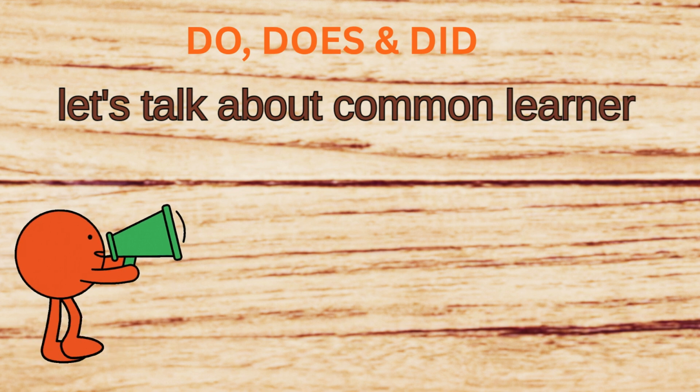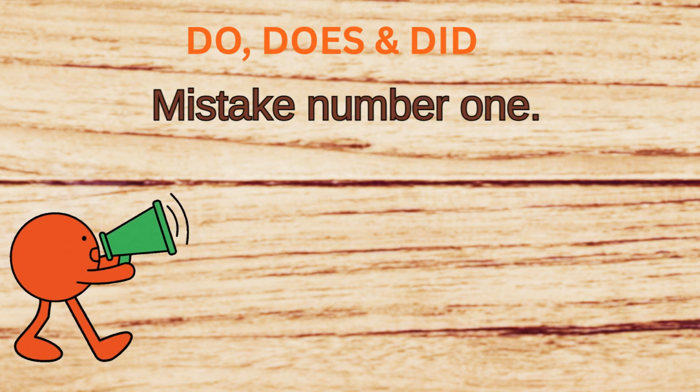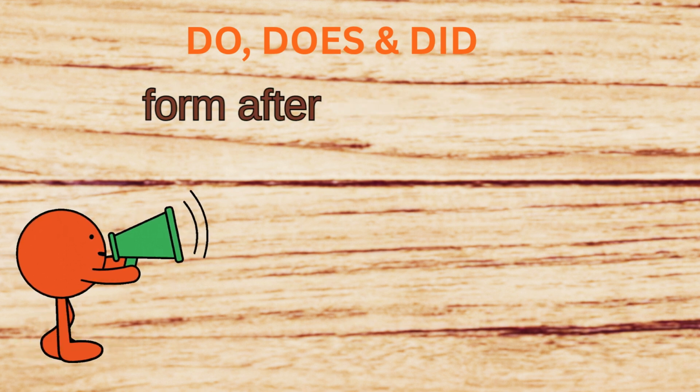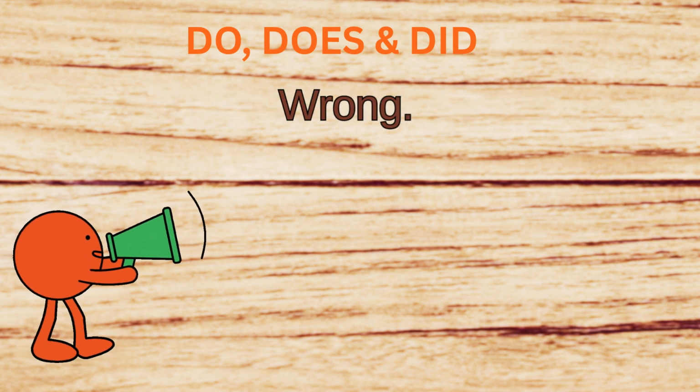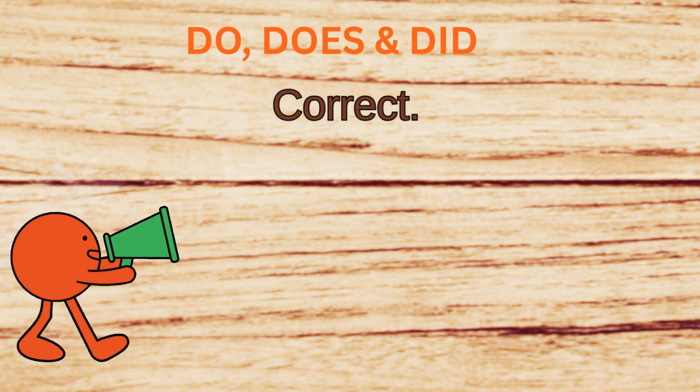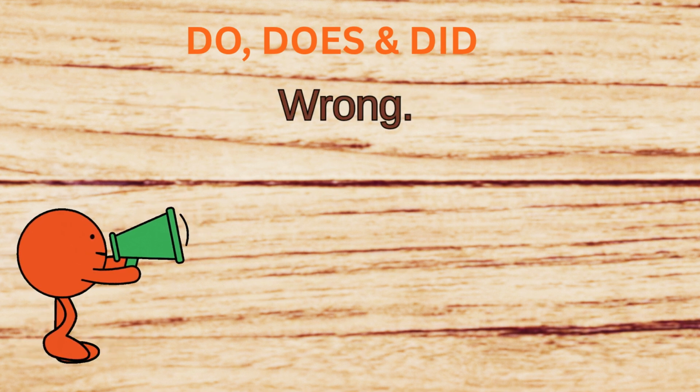Now, let's talk about common learner mistakes. Mistake number 1, using the wrong verb form after does or did. Wrong. Does he likes music? Correct. Does he like music? Wrong.